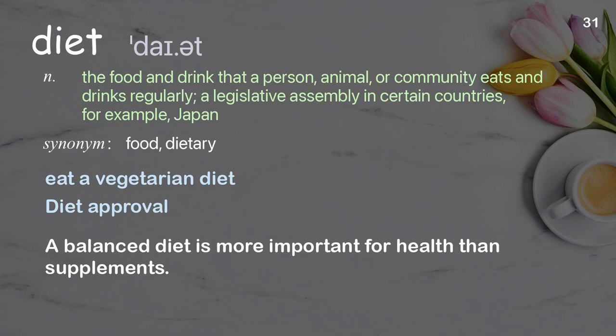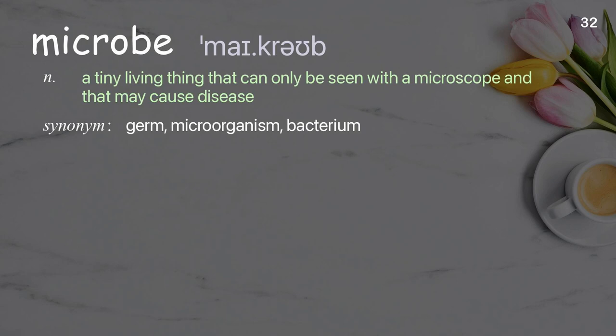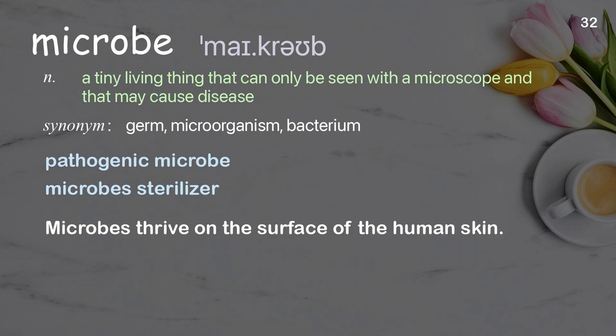Microbe. A tiny living thing that can only be seen with a microscope and that may cause disease. Examples: pathogenic microbe. Microbe sterilizer. Microbes thrive on the surface of the human skin.